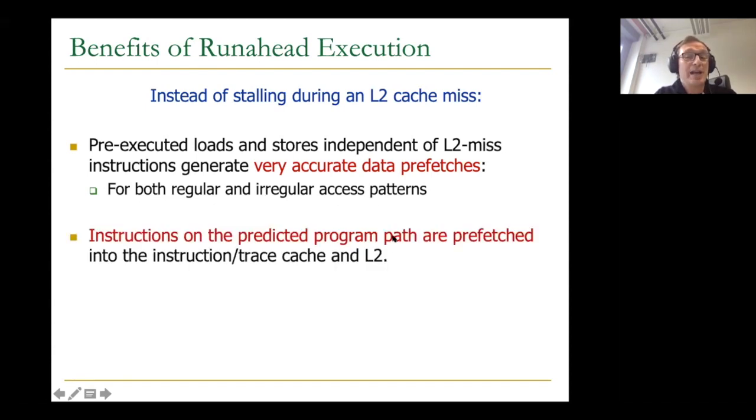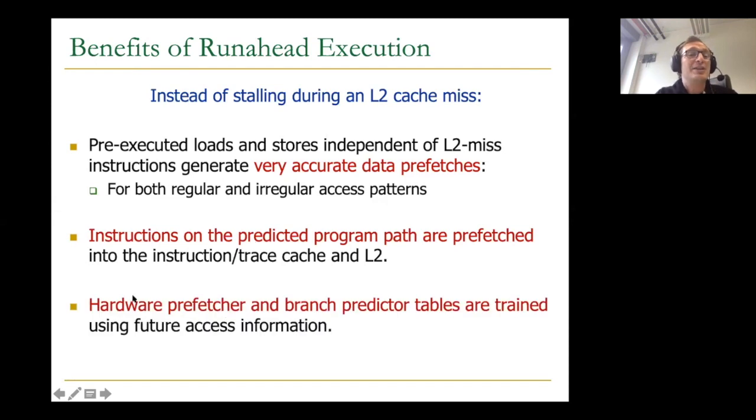Instructions on the predicted program path are also prefetched into the instruction or trace cache and the L2 cache. So there's actually benefit from instruction prefetching. There's also another benefit. If you have a hardware prefetcher already, you train the tables using future access information. So now your prefetcher can be trained and run ahead as well. And your branch predictor tables can be trained. Of course, you need to be a little bit careful to not confuse your prefetcher as well, which I'm not going to talk about. You can read the papers and my dissertation for detail on this if you're really interested.